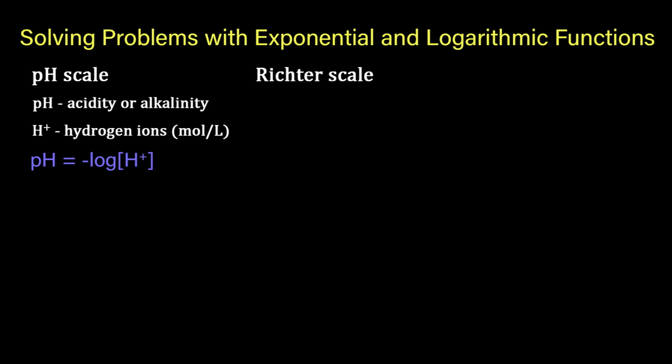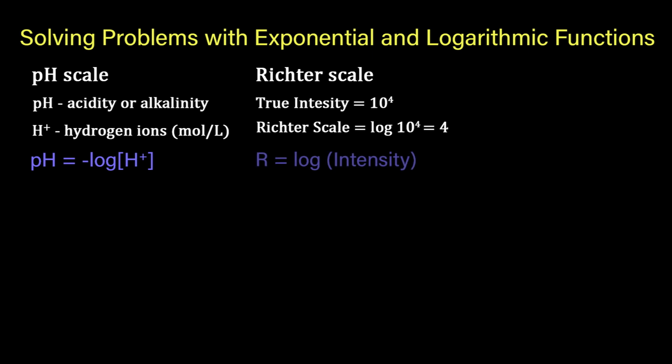Richter scale. The Richter magnitude scale uses logarithms to compare intensity of earthquakes. For example, if the true intensity of an earthquake is 10 to the power 4, the Richter scale magnitude equals log of 10 to the power 4, which is 4. The Richter scale magnitude equals the log of the true intensity.